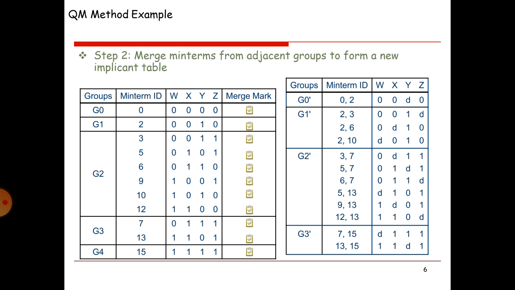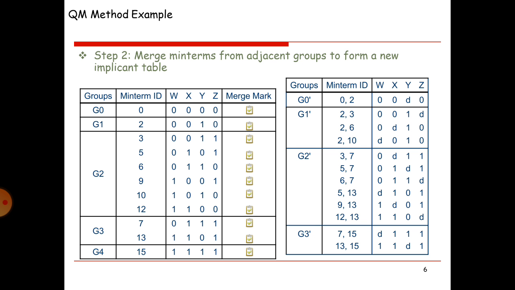So the remaining ones are invalid. The only valid data are the 2, 3 min-term, 2, 6 min-term, and 2, 10 min-term: 0, 0, 1 D, 0 D, 1, 0, D, 0, 1, 0. So G1 dash means the comparison of two ones can be represented by G1 dash.